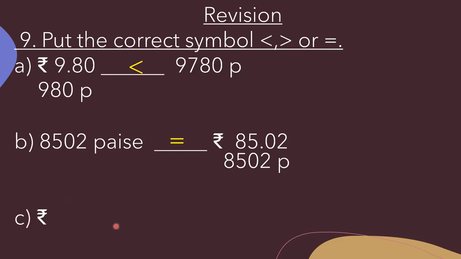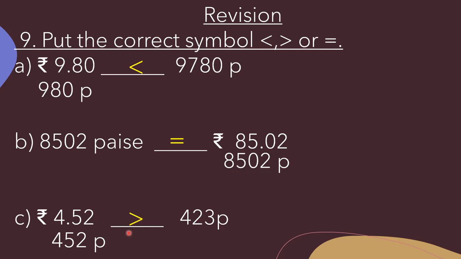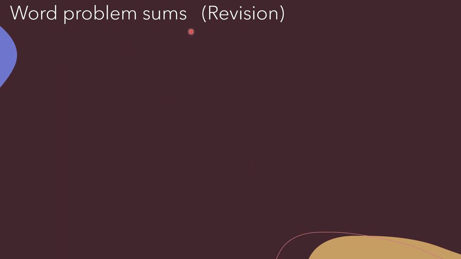Now in C part, it is given rupees 4.52 dash 423 paise. So here again we need to convert rupees into paise. So rupees 4.52 is equal to 452 paise. Now we can compare easily. 452 is greater than 423. So here we will put the sign like this. And how we can read it? 452 paise is greater than 423 paise. Now with our word problem sums.